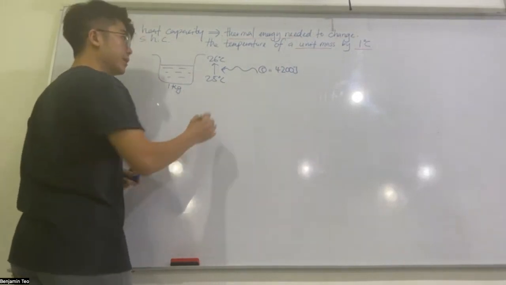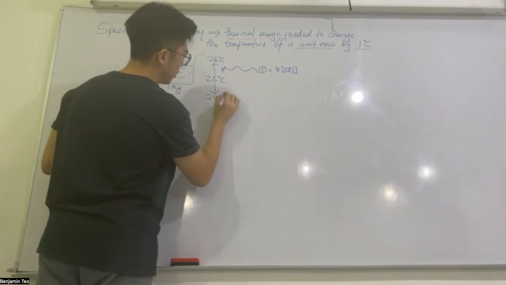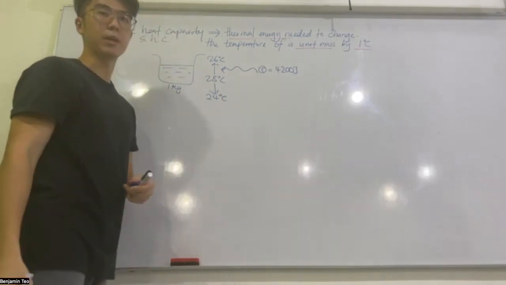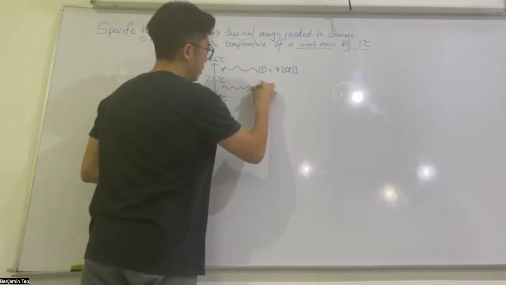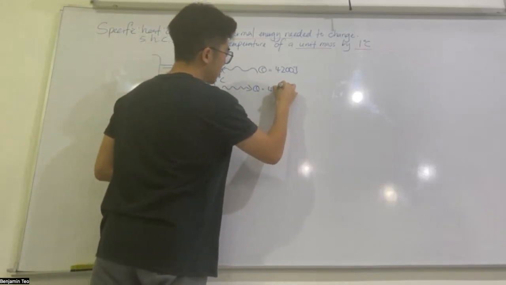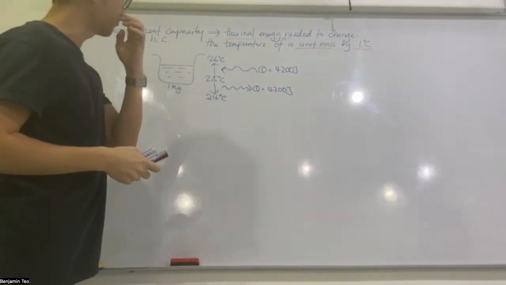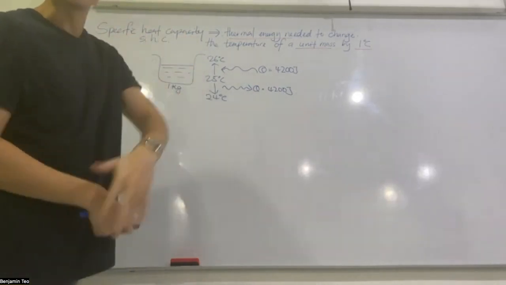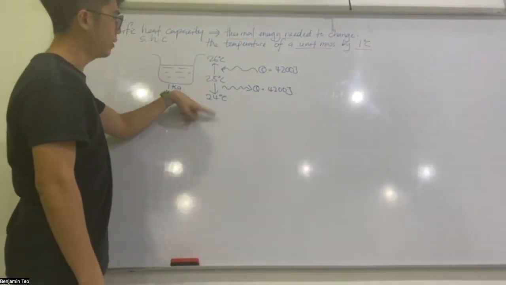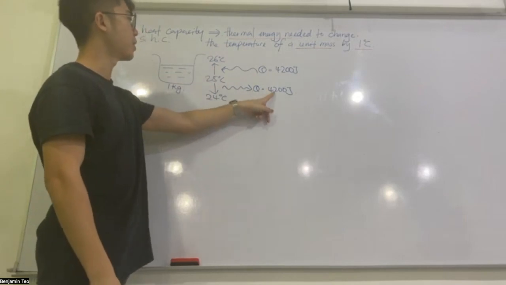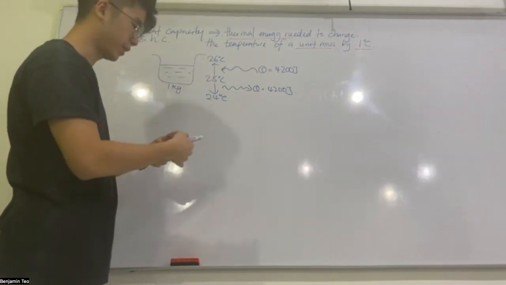If I want to decrease by 1 degree Celsius, to 24, same, I'm going to need to release Q 4,200. Okay, so it not only works in increasing temperature, it also works during cooling. So if you want to drop by 1, you're going to remove this much. Same. Okay, so that is specific heat capacity.